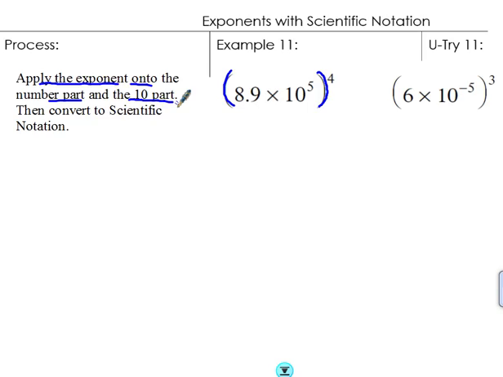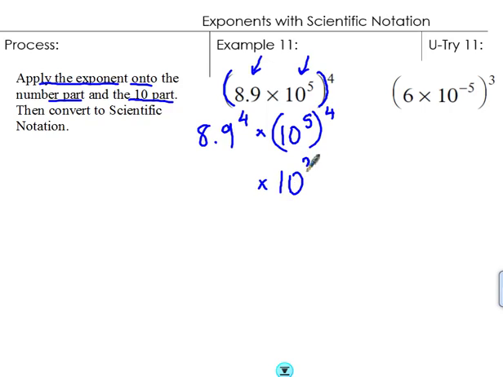So if I apply the exponent onto number part and the tens part, we will have 8.9 to the 4th power times 10 to the 5th power to the 4th power. Now, hopefully this will be familiar to you as power to power property, where we would multiply the exponents, and then I can write 10 to the 20th power. 8.9 to the 4th power is something we can put on the calculator, and we will have 6274.2241.